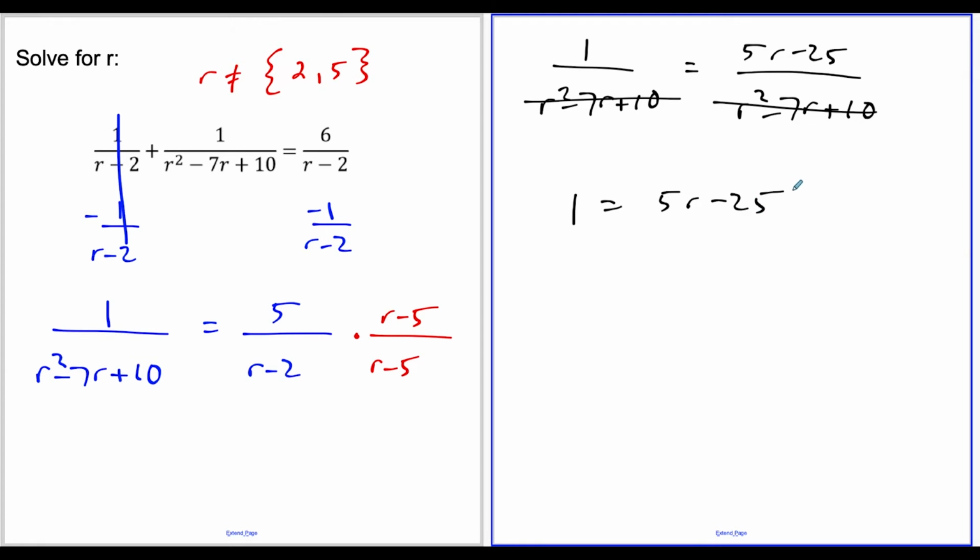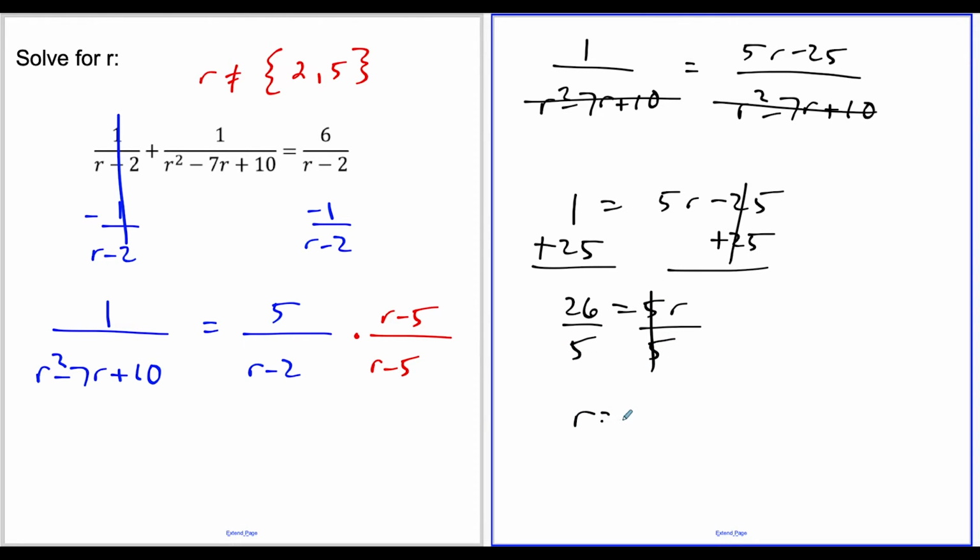So we have this. And now to solve for r, this is just simple algebra. Just add 25 to both sides, and you have 26 is equal to 5r. And then divide both sides by 5. And from here, you could just say r is equal to 26 over 5, or you could say that this is equal to 5.2. So either one of these is okay. But this is our solution to the second example.